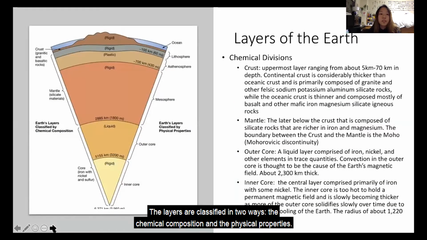The layers are classified in two ways: the chemical composition and the physical properties. If you look at the picture on the side, you can see that the chemical divisions are on the left and the physical divisions on the right.